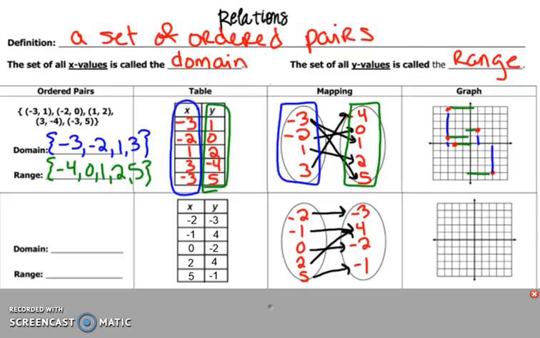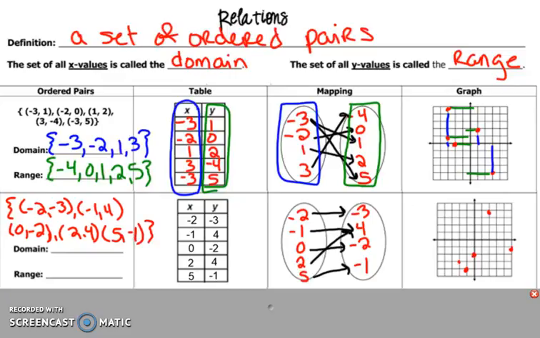Now if I go to graph my points, I go -2 and -3. I have -1, 4, 0, -2, 2, 4, and 5, -1. Now, we also want to be able to write our set of ordered pairs. And think, x comes before y in the alphabet. We graph the x-axis before we graph the y-axis. So we're going to write our ordered pairs x, y. So my ordered pairs are going to be (-2, -3), (-1, 4), (0, -2), (2, 4), and (5, -1).